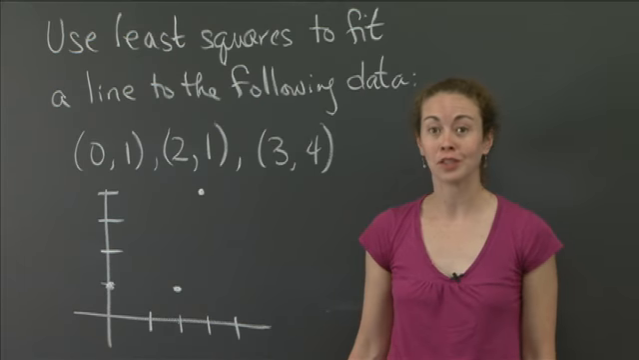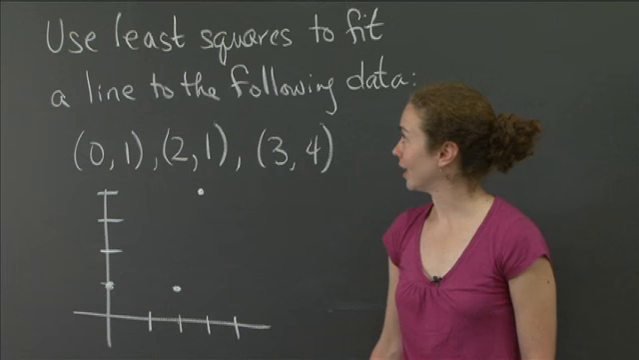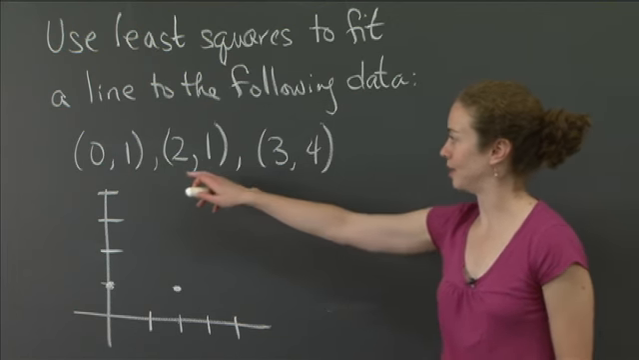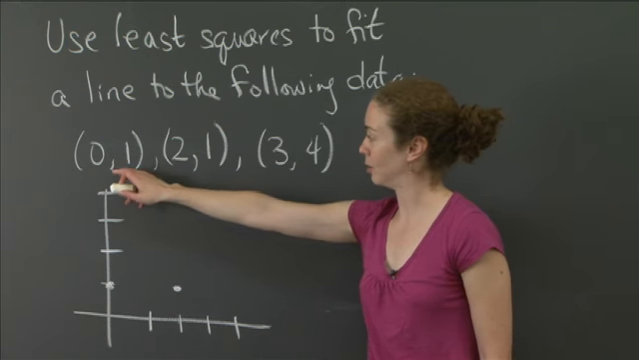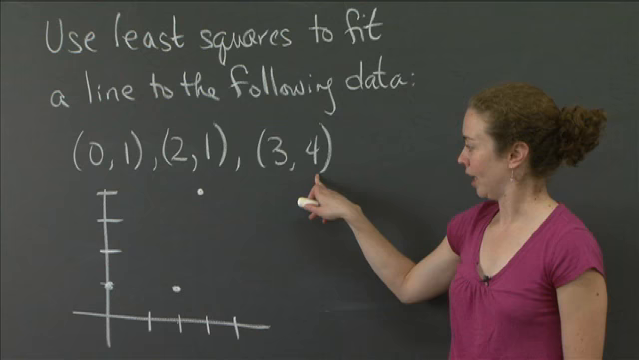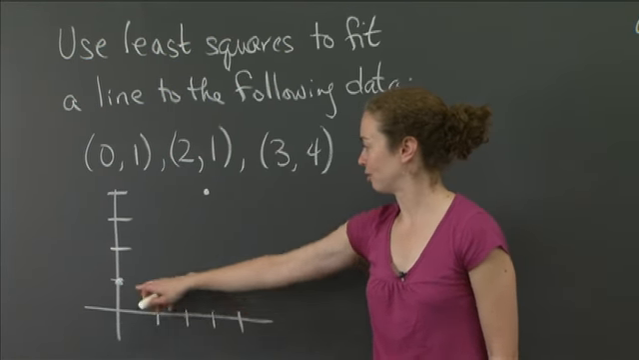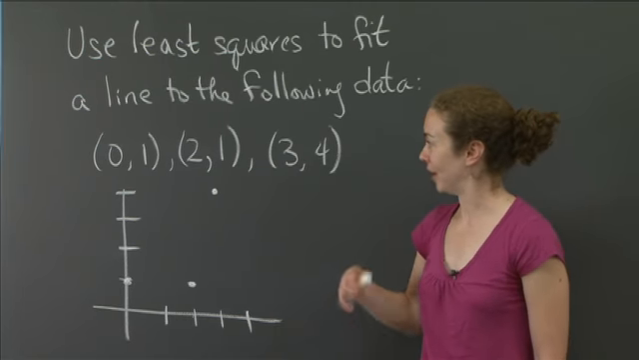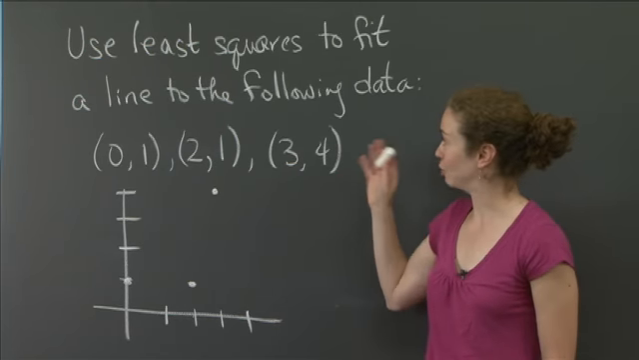Welcome back to recitation. In this video, what I'd like you to do is use least squares to fit a line to the following data, which includes 3 points: the point (0, 1), the point (2, 1), and the point (3, 4). I've drawn a rough picture of where these points are on a graph, and I'll be talking a little bit about that after you try this problem.